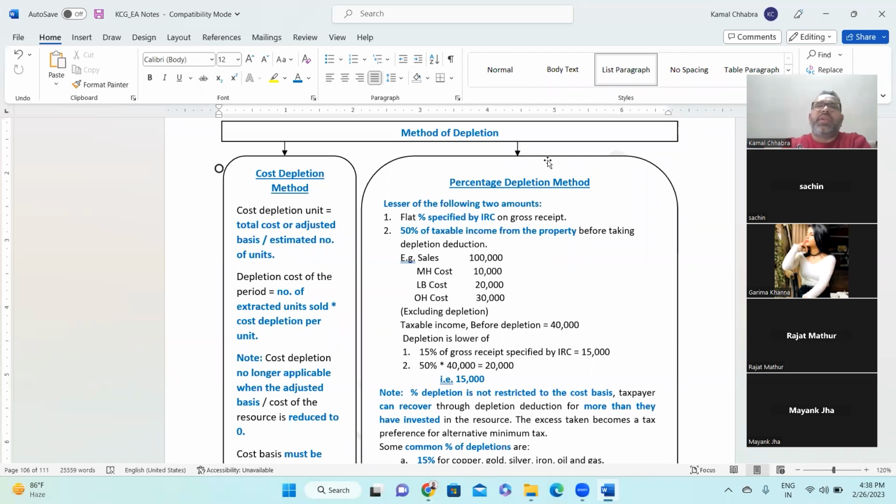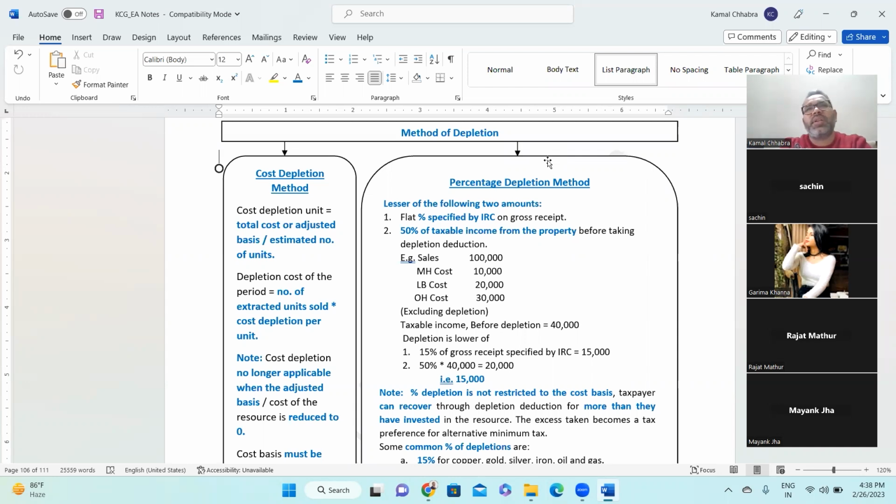In the cost depletion method, we look at the total cost we have paid for the purchase of a particular asset. For example, let's assume you purchase a coal mine. How much money you paid for that coal mine, and how much estimated coal you are expected to extract from it. The total cost is divided by the estimated number of units to arrive at the per unit depletion cost. That is called the cost depletion method.